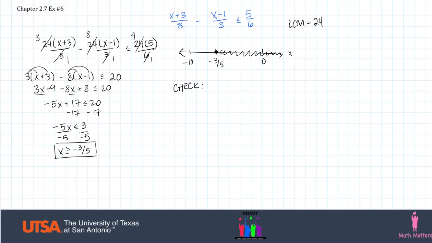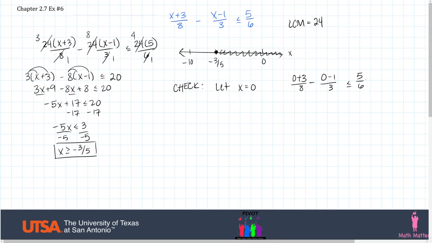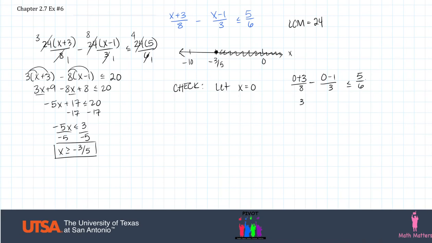And we can check this. So let's say x equals 0. Then we have 0 plus 3 over 8 minus 0 minus 1 over 3 less than or equal to 5/6. Then if we simplify this, we have 3 over 8 plus 1/3. And then if we use common denominators, it becomes 9 over 24 plus 8 over 24, and then 17 over 24, which is less than or equal to 20 over 24, so this is true.